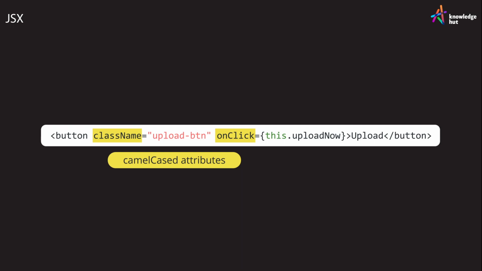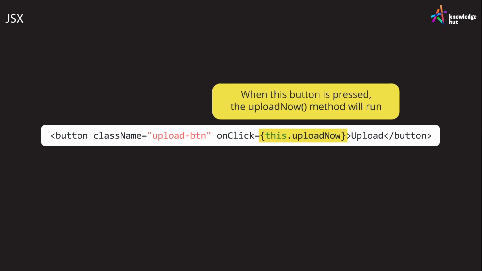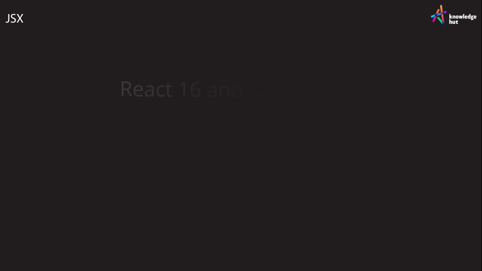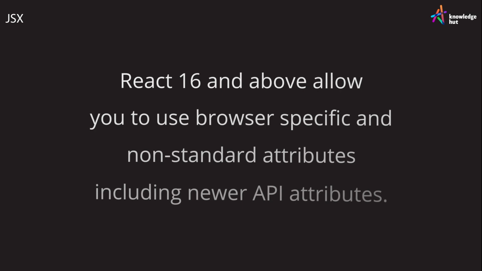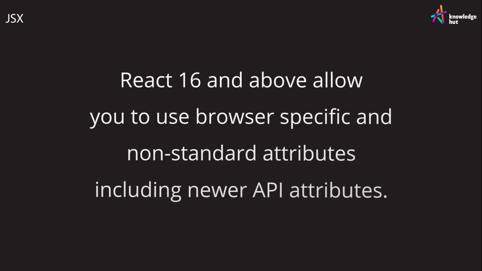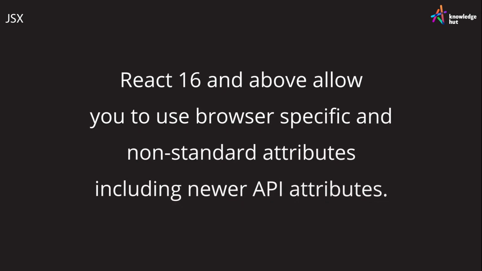Likewise, the onClick attribute allows you to register an event listener for when the user clicks on the element. The value of this attribute points to a method that will run when a click is registered. This naming convention mirrors how we access attributes using standard DOM APIs. While this restriction applies to all attributes, React 16 and above do allow you to use browser-specific and non-standard attributes or even newer API attributes.